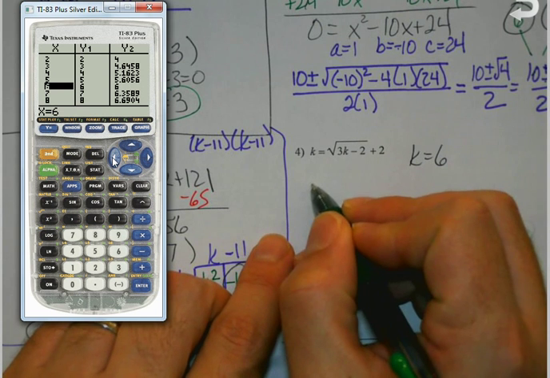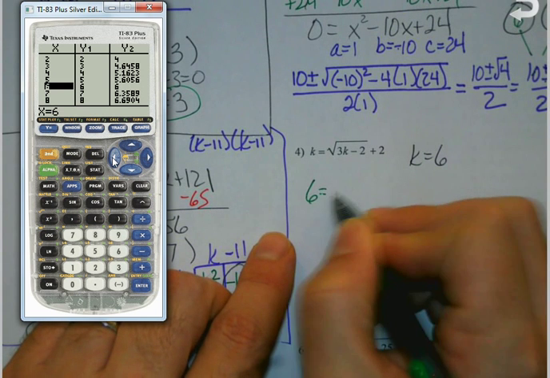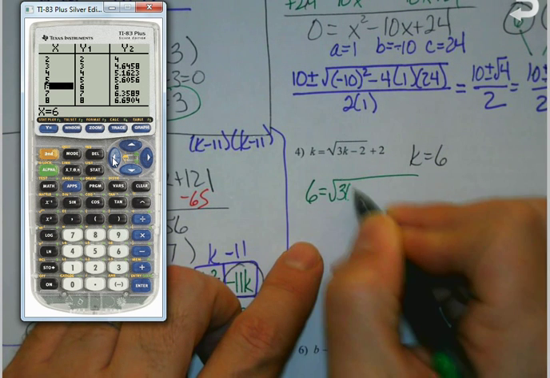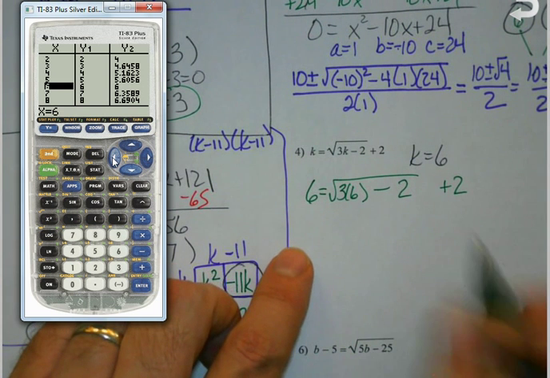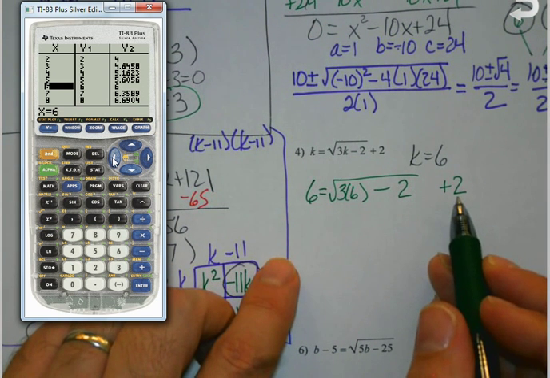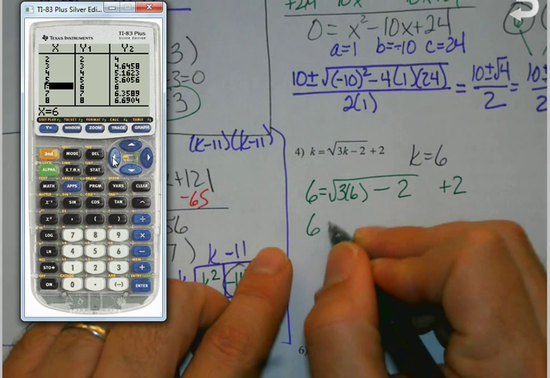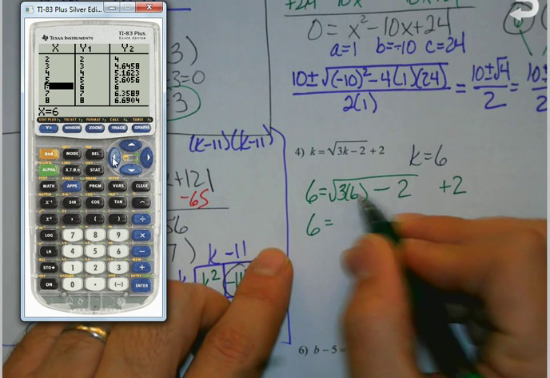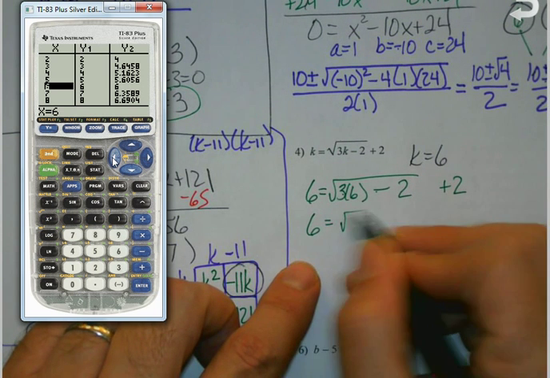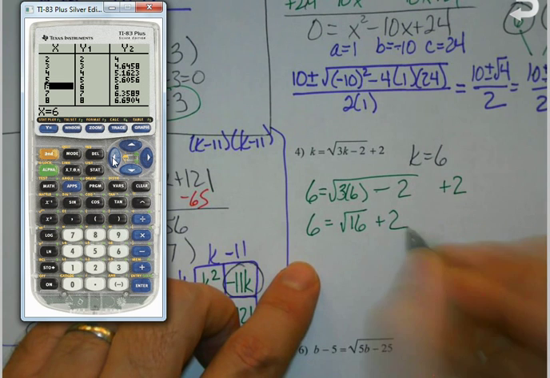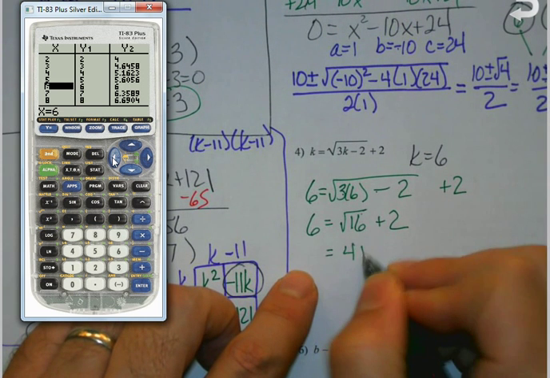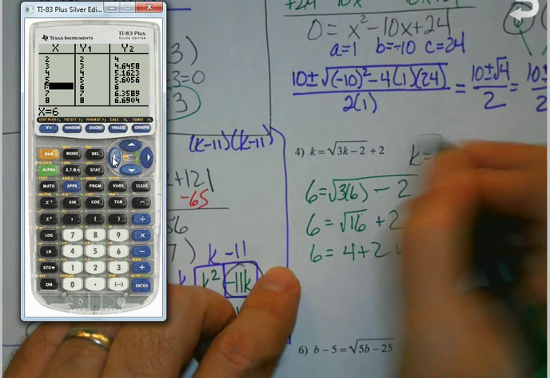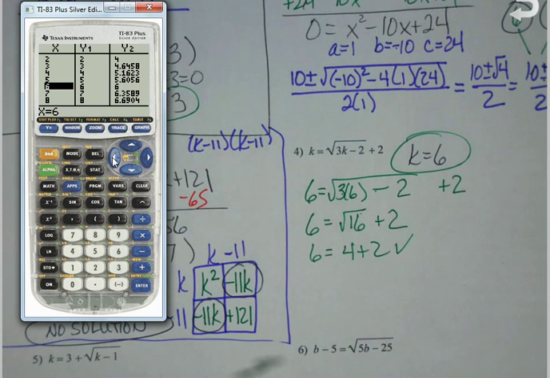So I'd be like, okay, let's see if this works. 6 equals 3 times 6 minus 2, plus 2. And again, that plus 2 is outside of your radical. So let's see, 18 minus 2 is 16. I think we're looking good here. Square root of 16 is 4. Is 4 plus 2 equal to 6? It is. I'm good. Okay, that's a legitimate way to do these.